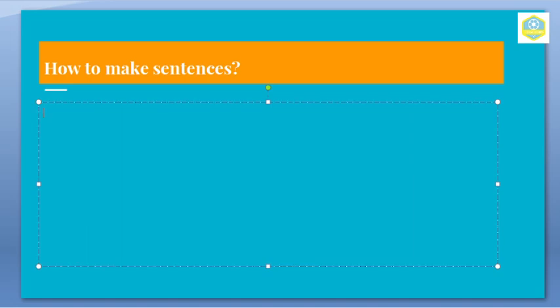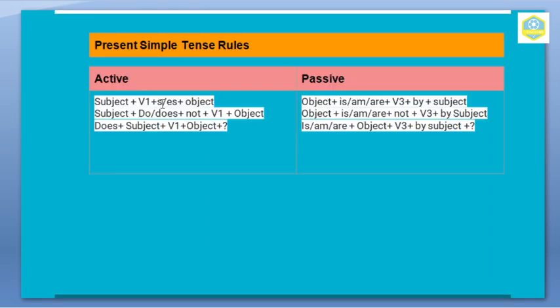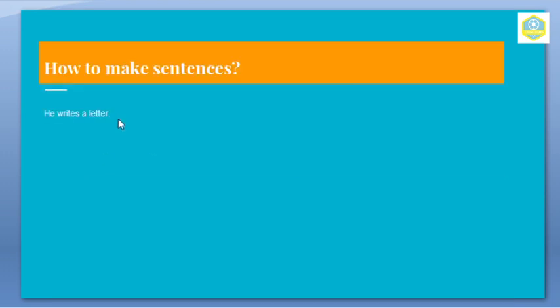He writes a letter. This is simple present. You can see here, first form, s and es, plus object. What is the object? You can see here. Let's make it bigger. Right now, he writes a letter.